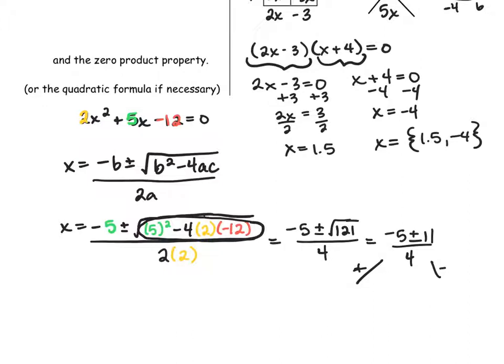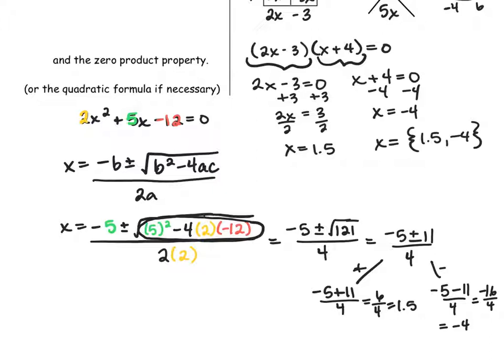So negative 5 plus 11, all divided by 4. And you need to simplify the top before you divide by the bottom. Negative 5 plus 11 is 6 over 4, which reduces to 3 over 2, which is 1.5. Shouldn't be terribly surprising. And then I'm going to do negative 5 minus 11 divided by 4, which gives me negative 16 divided by 4, which gives me negative 4.